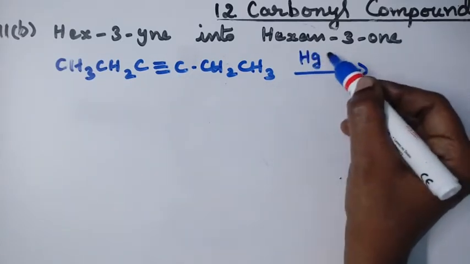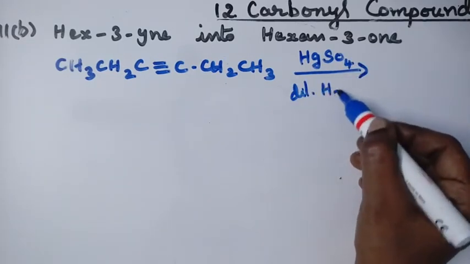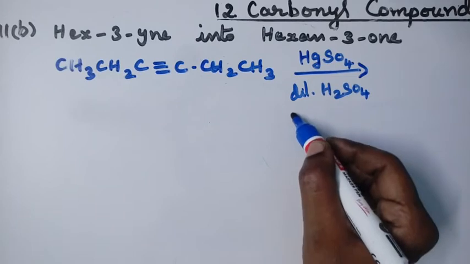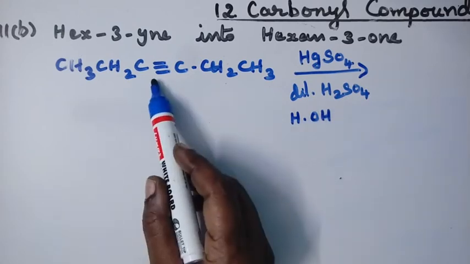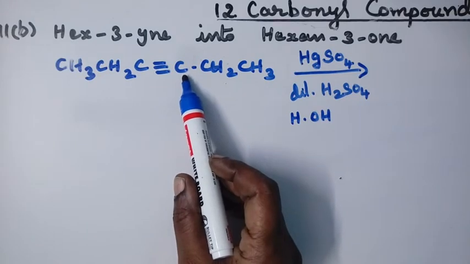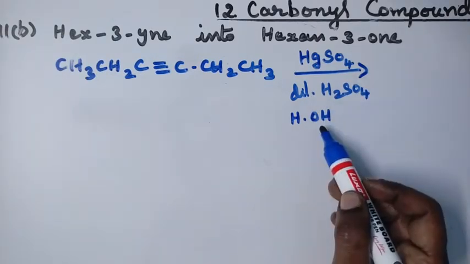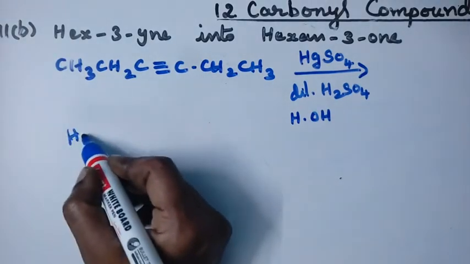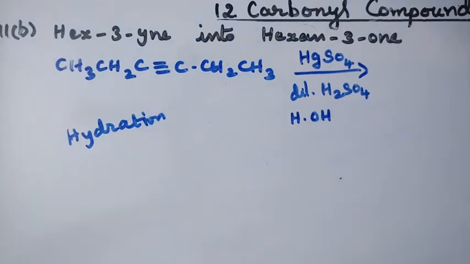On treatment with mercuric sulfate and dilute sulfuric acid, H2SO4, in the presence of this, water from the dilute sulfuric acid, we can write water as HOH, is added to the triple bond. One carbon takes the hydrogen, another carbon takes the OH, and the triple bond is converted to a double bond. So this reaction is hydration of alkyne, or addition of water.